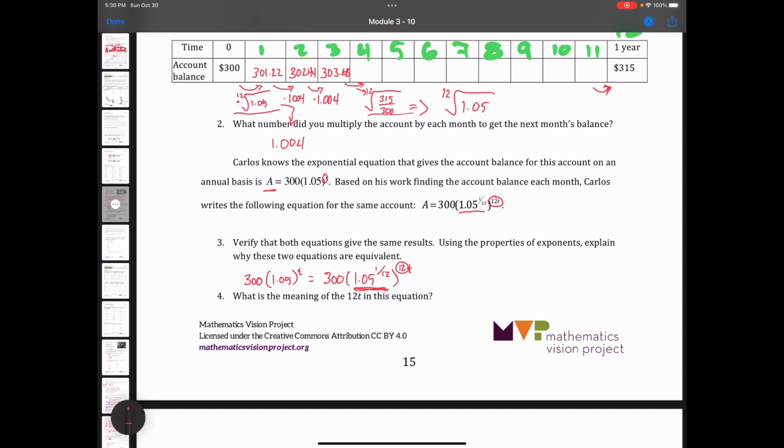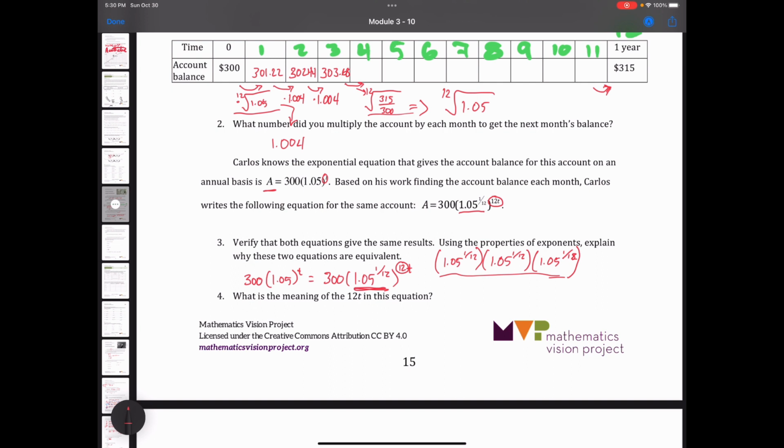When we multiply bases, if we go 1.05 to the 1/12 times 1.05 to the 1/12 times 1.05 to the 1/12, what we're doing is adding the exponents. So it's the equivalent of saying 1.05 to the 1/12 plus 1/12 plus 1/12, all up there in the exponent.